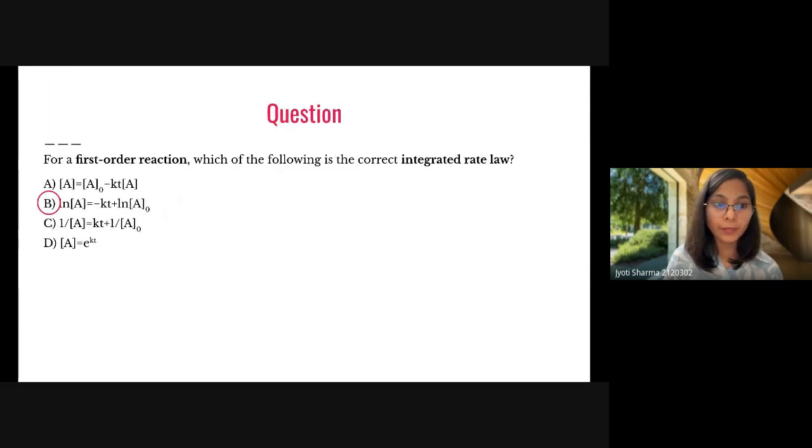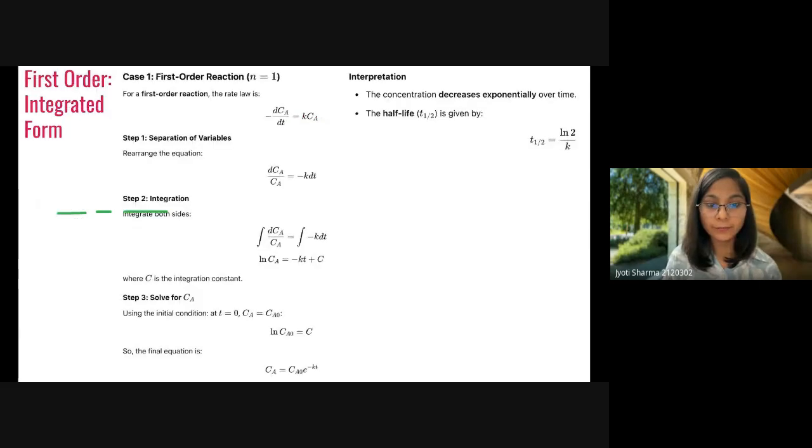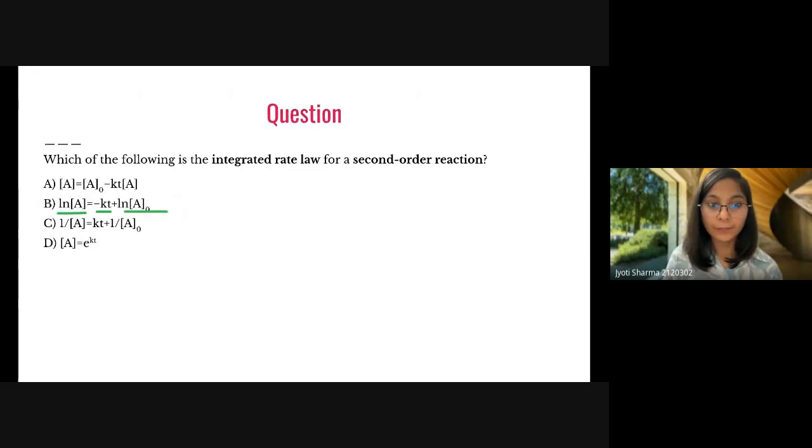So here, this is natural log of A. This will give you minus kT plus natural log of A naught from that equation only, right? Okay, the next question is, now you have to tell me the integrated rate law for second order reaction. So can you tell me the integrated rate law for second order reaction?